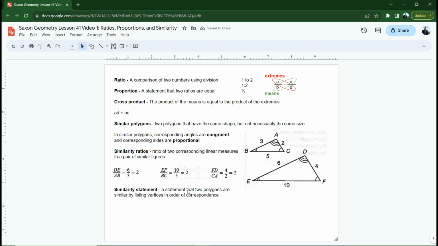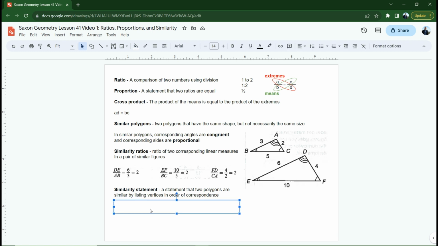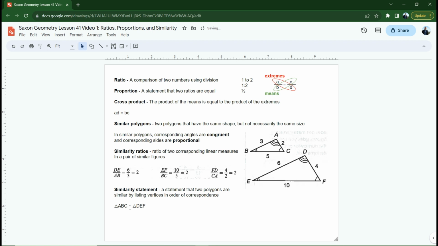Finally, we're going to talk about a similarity statement. This is like a congruence statement. In a congruence statement, when I have two congruent triangles, I have to name the vertices in the same order as each other, like the corresponding vertices in order for me to state that two triangles are congruent. It's the same thing when they're similar, except I have a different symbol for similar. Remember, congruency was like an equal sign with this little tilde over it. Similarity is just the tilde.